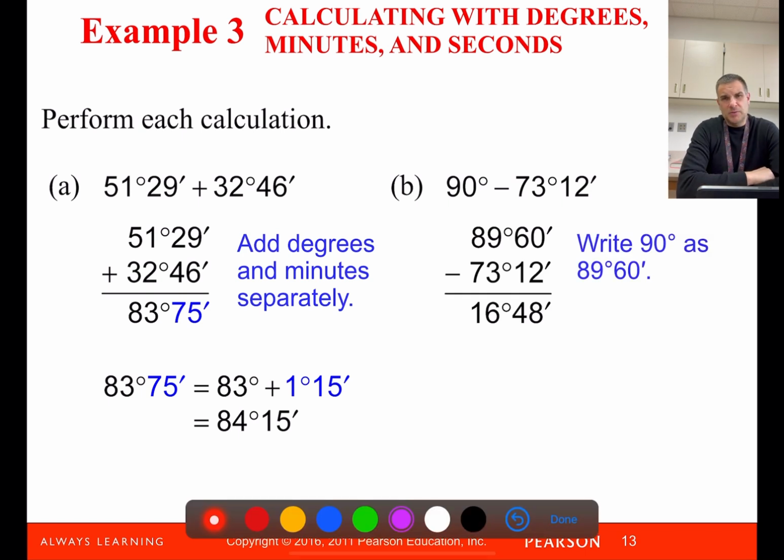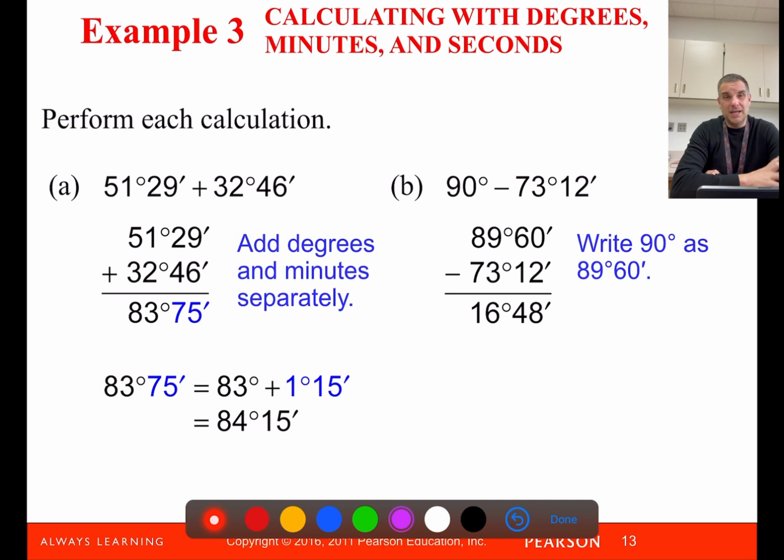Same thing when you're subtracting. You have to be a little bit careful. When you're subtracting, you can't really write 90 minutes; you have to do the conversion to 89 degrees and 60 minutes, because we're not dealing with hundreds anymore. 89 degrees, 60 minutes is the same thing as 90 degrees. Then we can go ahead and subtract from there and get 16 degrees, 49 minutes. So be a little bit careful when you're doing these, especially when you're subtracting.